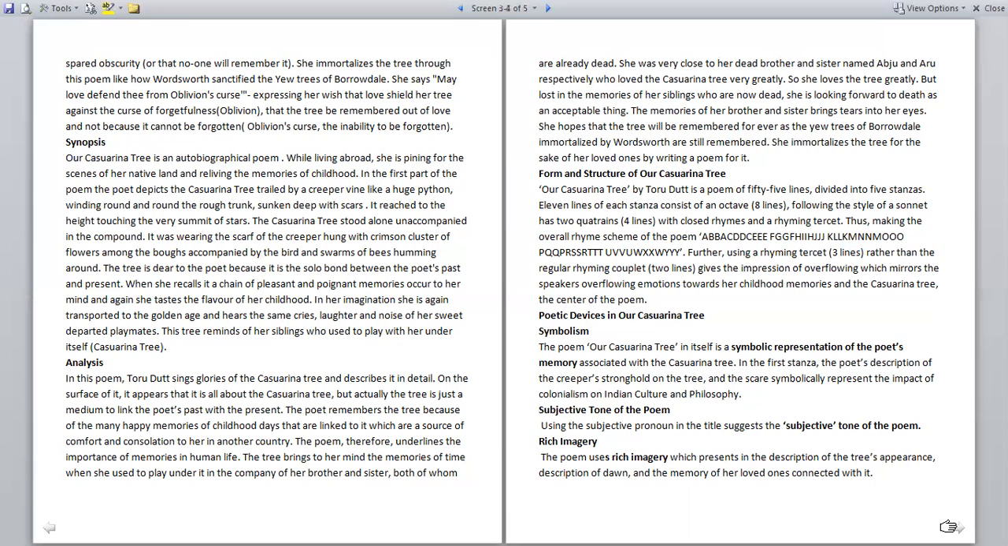Toru has made use of some poetic devices in the poem, like symbolism. The poem Our Casuarina Tree in itself is a symbolic representation of the poet's memory associated with the Casuarina tree. In the first stanza, the poet's description of the creeper's strong hold on the tree and the scars symbolically represents the impact of colonialism on Indian culture and philosophy. Using the possessive pronoun in the title suggests the subjective tone of the poem. The poem uses rich imagery, which is present in the description of the tree's appearance, the description of dawn, and the memory of her loved ones connected with it.